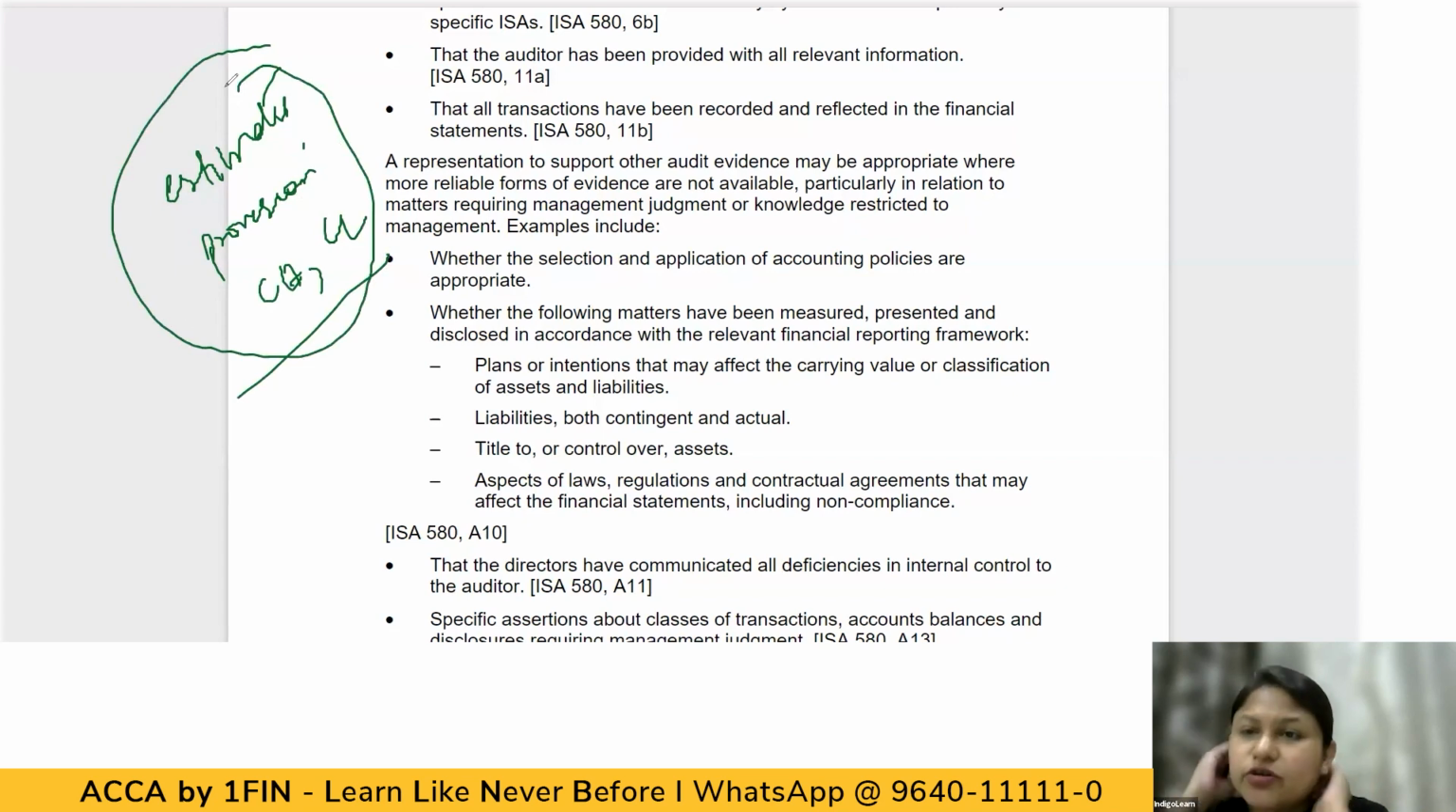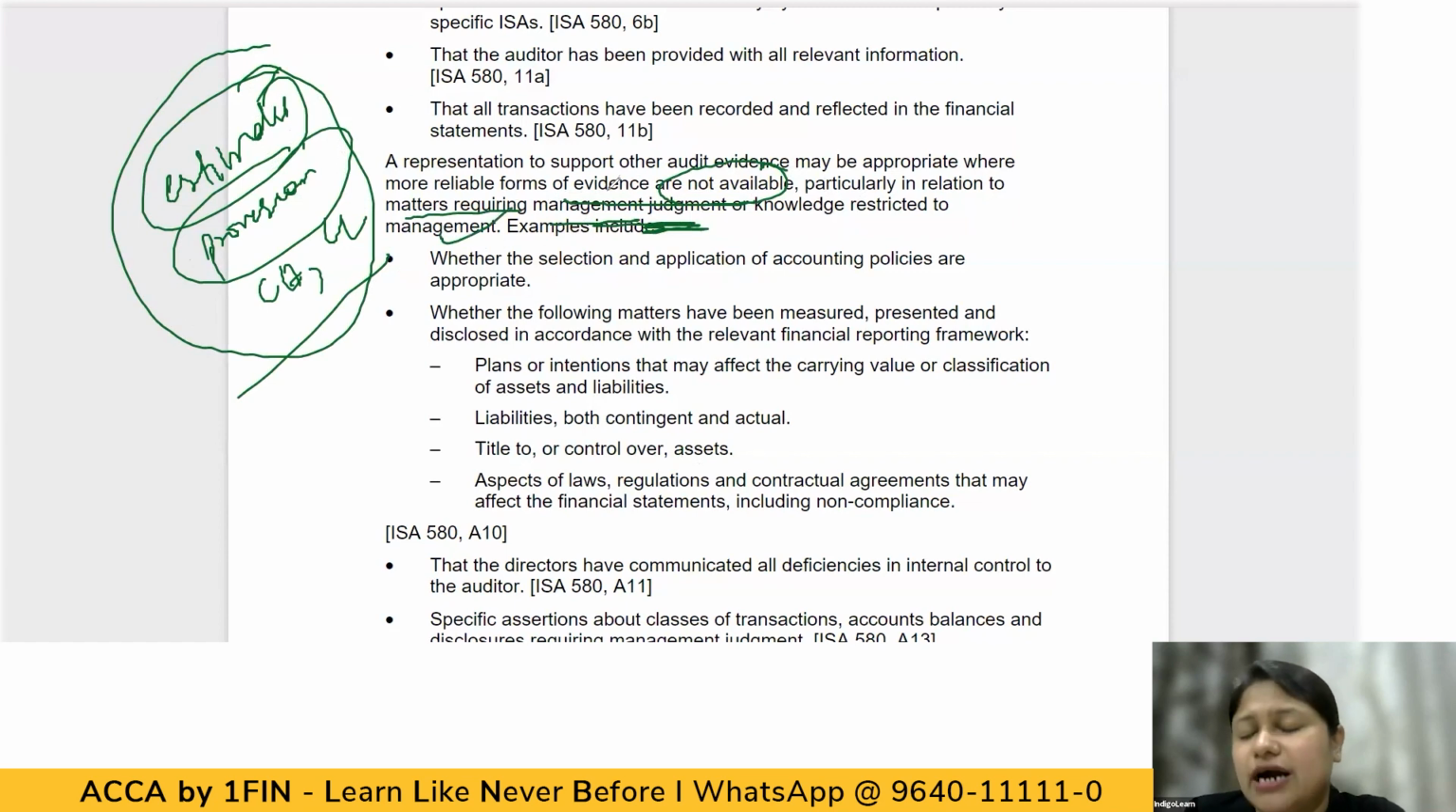Now, all of these, you will definitely not get supporting evidence. So many supporting evidences will not be available which can prove some matter. So in these cases where only management judgment or management understanding is involved, these are the areas where we more go in for written representation. So if you look at this, they say where other forms of evidence are not available, particularly in relation to matters requiring management judgment, then we restrict ourselves to supporting evidence, which is going to be representation. Then, for example, selection of the accounting policies, whether everything is measured, presented and disclosed as per the FRF. So you can look at all of these.